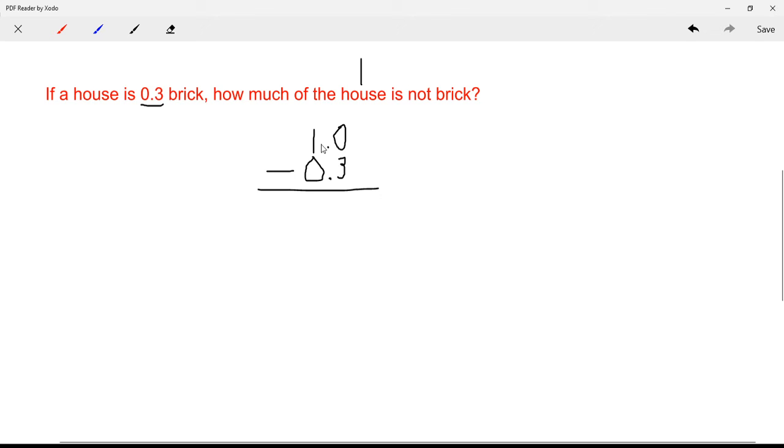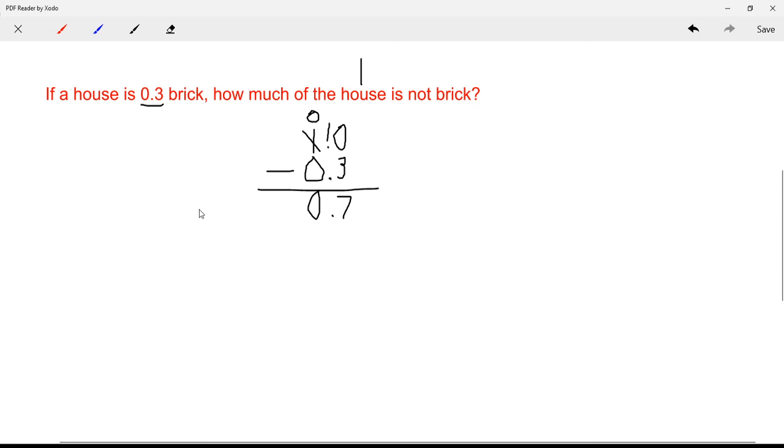and then 0 minus 3, can't do that. Borrow from the 1 here, make it a 10. 10 minus 3 equals 7. This 1 turns into a 0. 0 minus 0 equals 0. Bring that down. So it becomes 7/10 of the house is not brick.